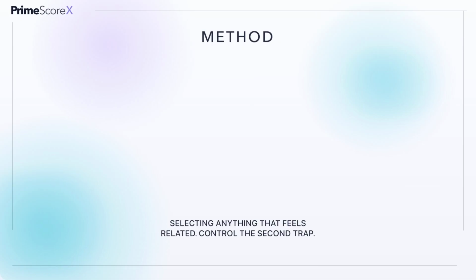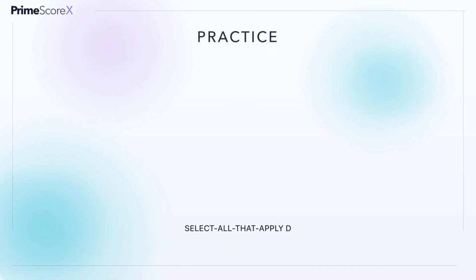The second trap is selecting anything that feels related. This trap is dangerous because it feels like effort. You may be reading, calculating, or reviewing, but not in a way that changes the answer. A better move is to define the decision, make the best supported choice, and protect the rest of the section.